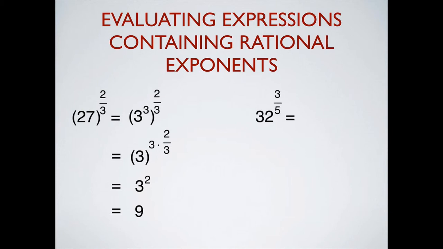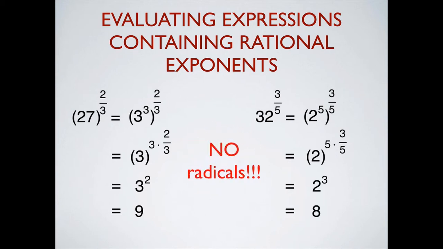Look at another example, 32 to the 3/5. Now I want to think about what number I could change 32 into so that when I multiply those exponents, I end up without a denominator. So I can think of 32 as 2 to the 5th. Convenient, because you'll notice that when I multiply 5 times 3/5, those exponents, I just get 2 to the 3rd, and 2 to the 3rd is 8. Notice, no radicals needed. Very important idea. Keep away from the radicals and use the power of exponents to simplify.